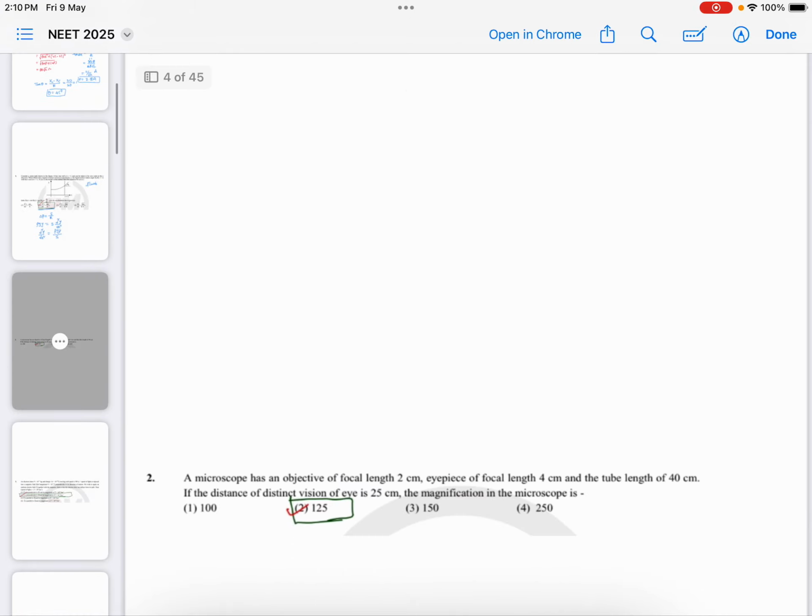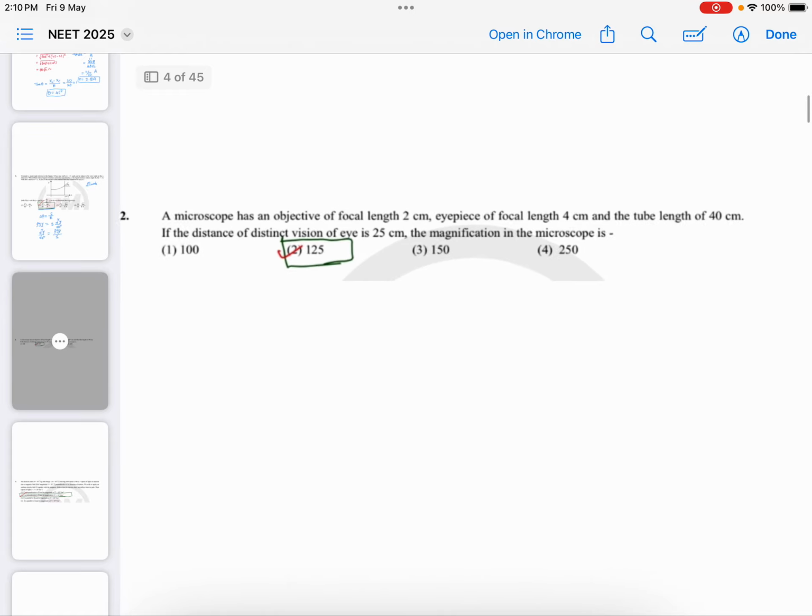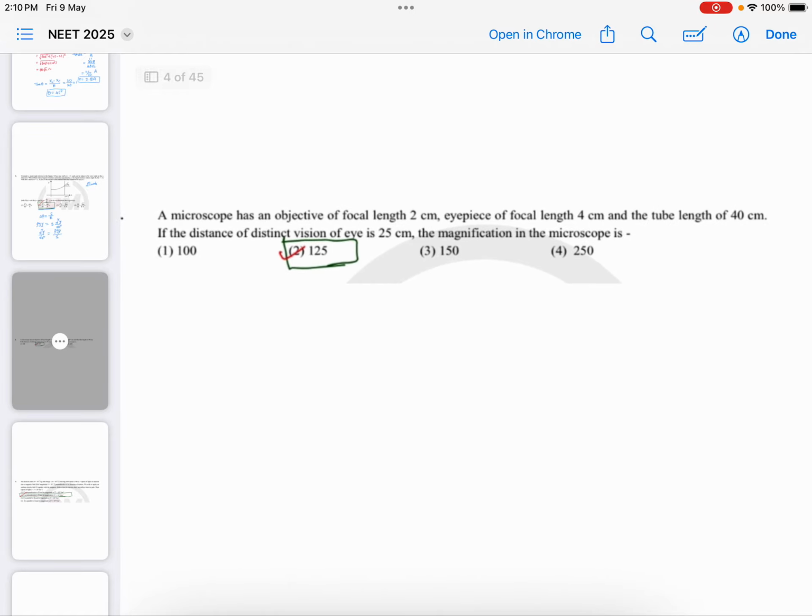And next one. Next question. Microscope: objective focal length is given as 2 centimeter. Eyepiece focal length is given as 4 centimeter. And the tube length is 40 centimeter. Least distance of distinct vision 25 centimeter.